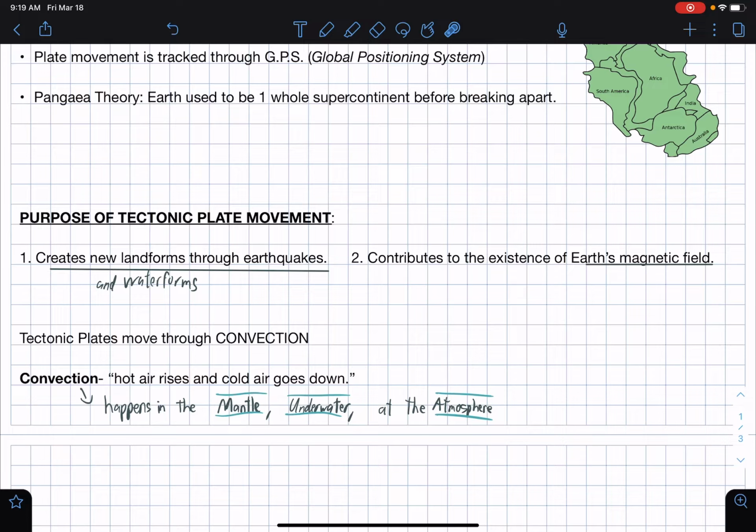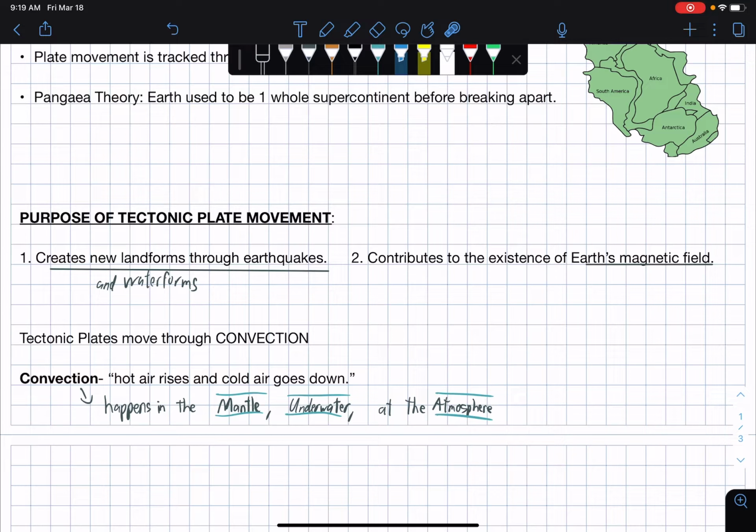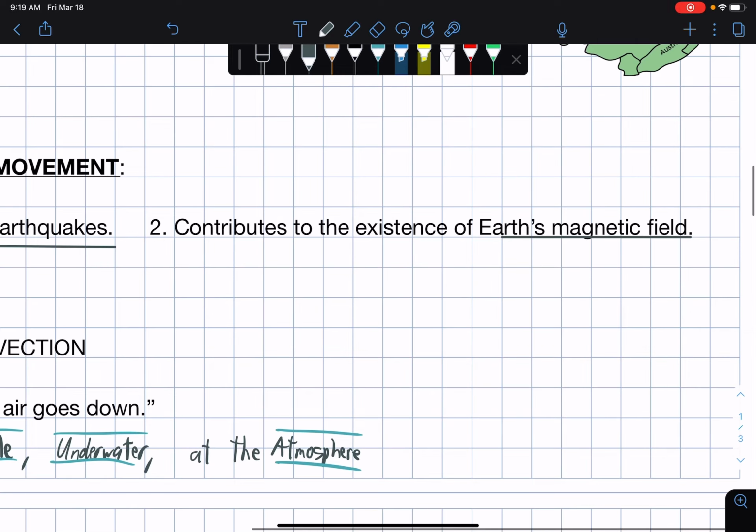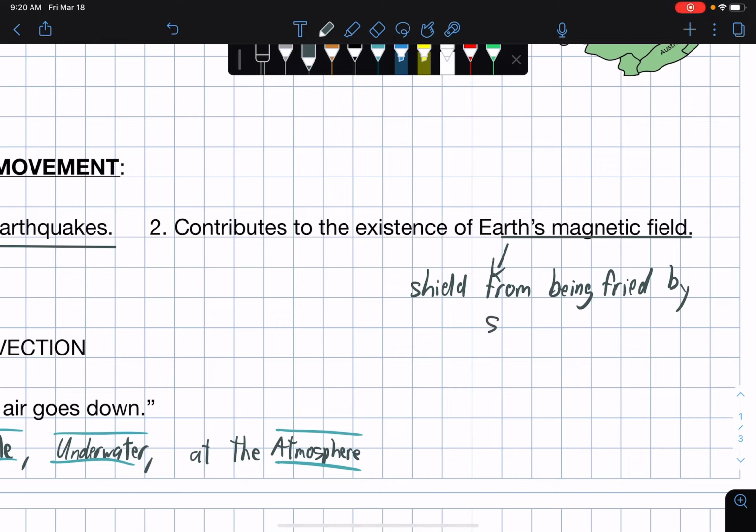For number two, it contributes to the existence of Earth's magnetic field. You might ask, what is the purpose of our magnetic field? Well, this should have been discussed in the next videos, but let me spoil it for you now. The Earth's magnetic field basically serves as our shield from basically being fried, in informal terms, by solar winds and cosmic rays. These two forces come from outer space. They are extremely deadly to mankind.